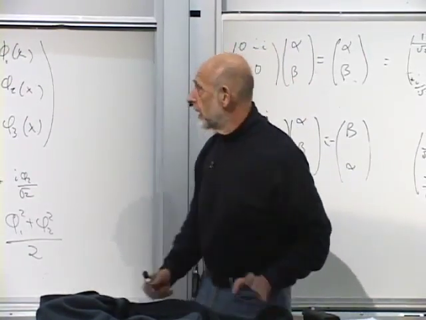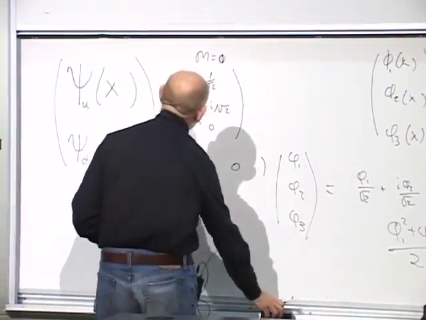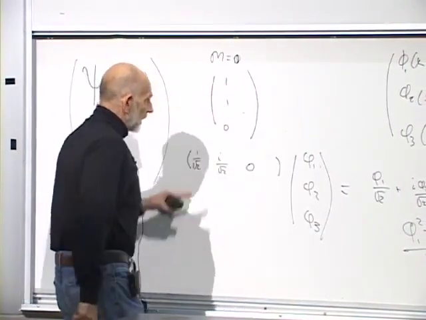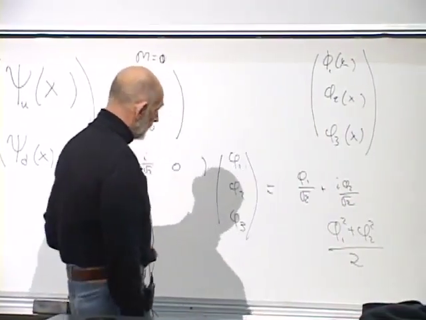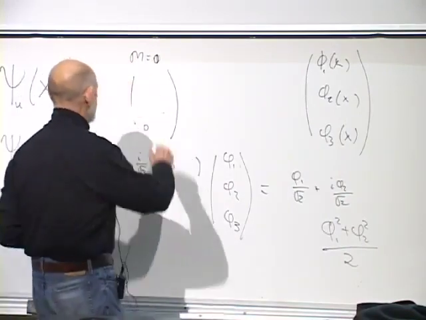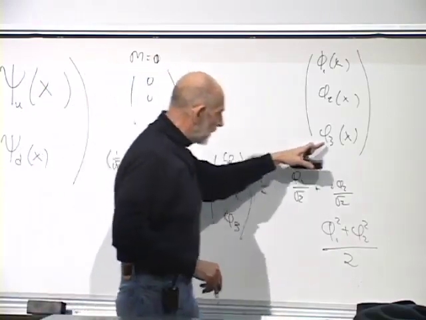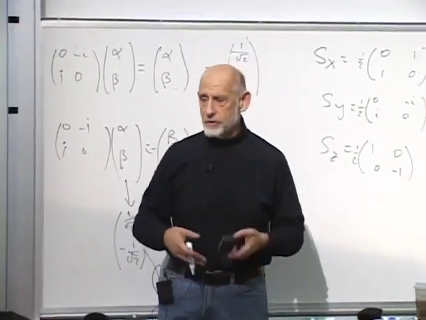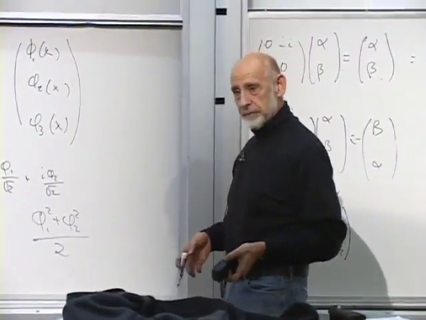That's phi 3 squared. In that case, the m equals 0 state is 1, 1, 0. And the inner product is just phi 3. Sorry, 0, 0, 1. My mistake. 0, 0, 1. And the inner product is just phi 3, so the probability that the electron is in the zero angular momentum state is phi 3 squared.